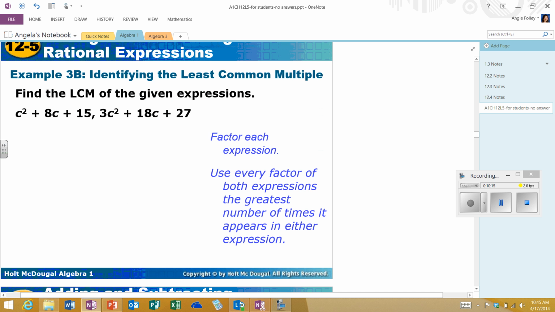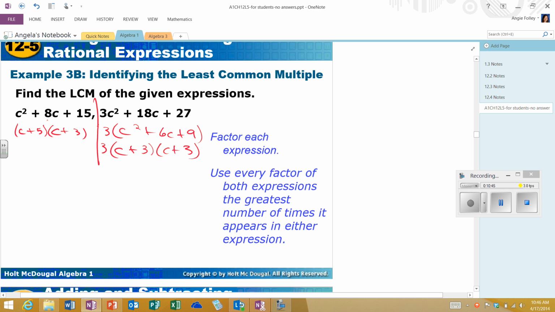Okay, so now how to find the least common multiple if I have a polynomial. What I have to do is factor both of these. So I've got a 2 right here. I'm going to factor this so that I get c plus 5 times c plus 3. I'm going to pull a 3 out of here, so I get c squared plus 6c plus 9. And now I'm going to factor this into c plus 3 times c plus 3.